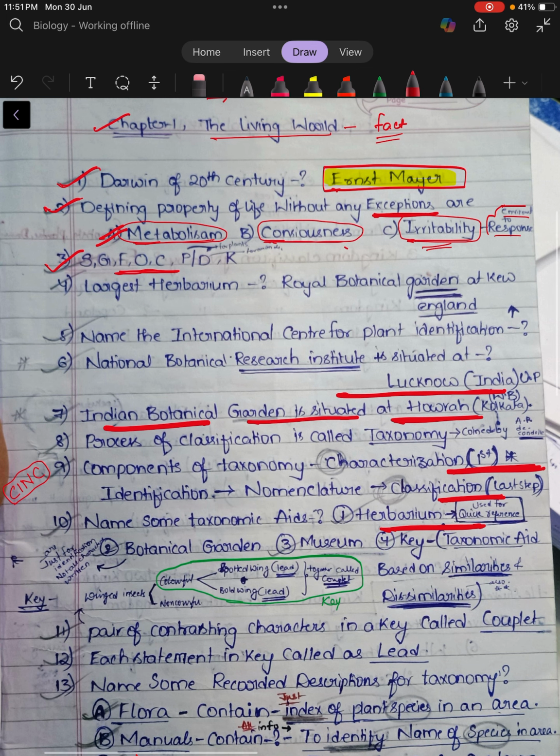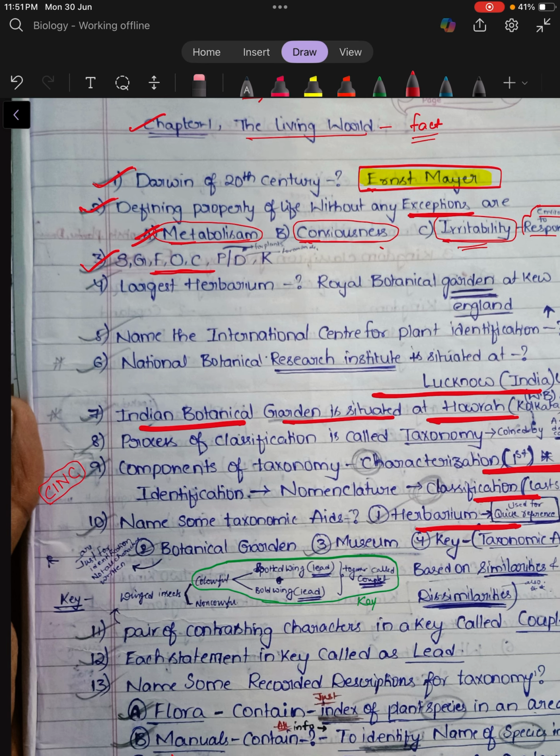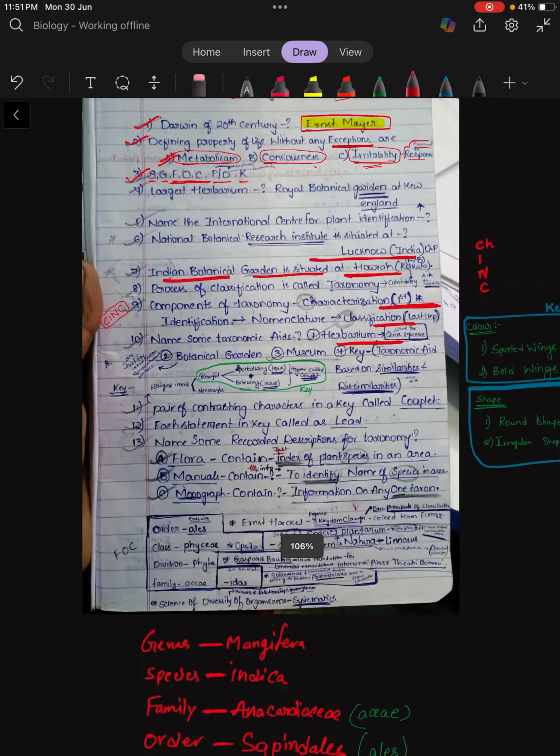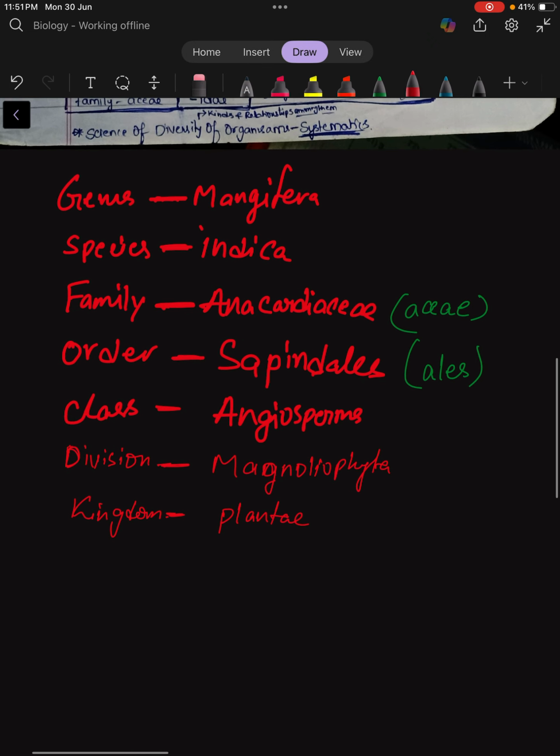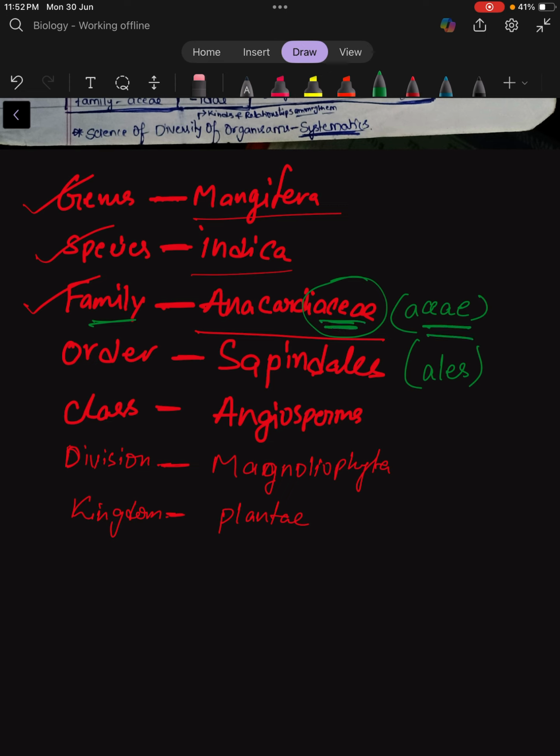Next, the classification: species, genus, family, order, class, phylum or division, and kingdom. Let's see this for mango. The mango plant has genus Mangifera, species indica, and family Anacardiaceae. Remember, family names end with -aceae or -ae, and it belongs to the order Sapindales. Order names end with -ales.